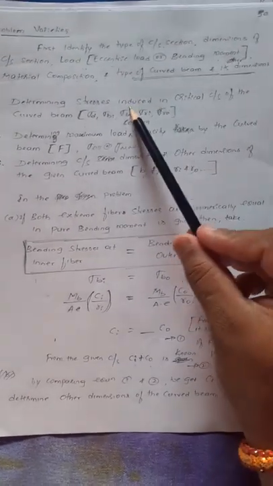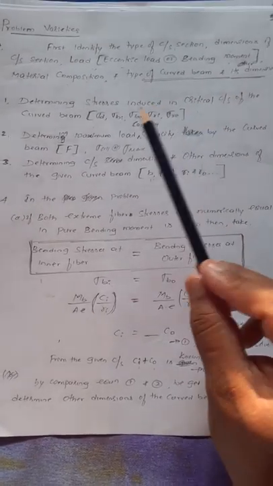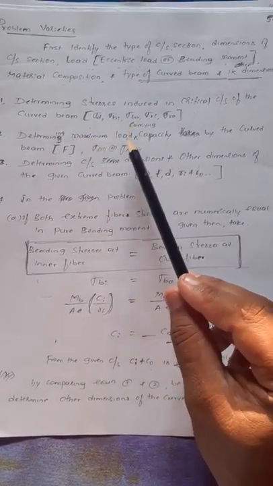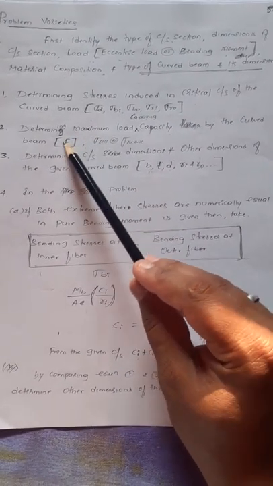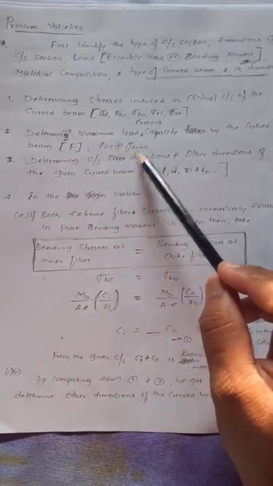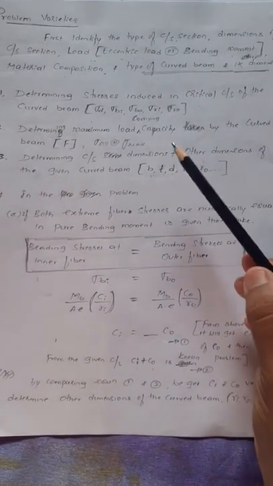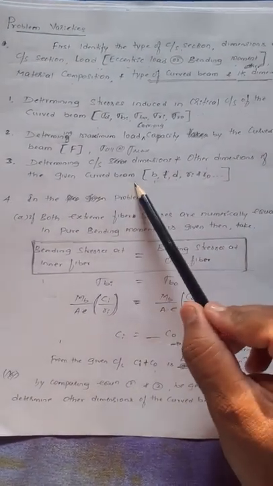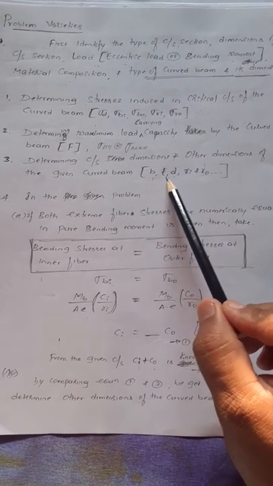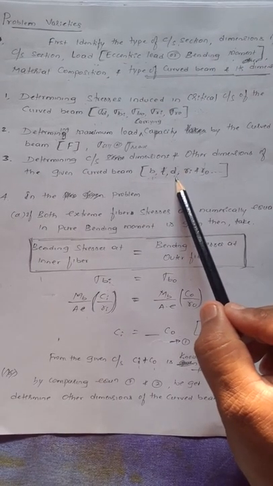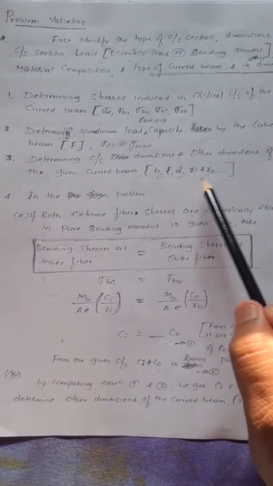One is to determine the stresses induced in the critical cross section, given all the parameters except the stresses induced. Second is to determine the maximum load carrying capacity F of the curved beam, and then determine the stresses induced in the curved beam. The third variety is to determine the cross-sectional dimensions and other dimensions of the curved beam, such as B and T or B and H for a rectangular cross-section, and for a circular cross-section, D, the diameter, and other dimensions RI and R0.